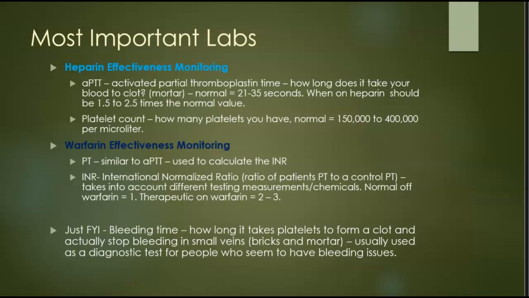So if someone's going to go on heparin, not low molecular weight heparin, but regular heparin, then we would be looking at an APTT, activated partial thromboplastin time. And that test basically measures how long it takes your blood to clot. So normal is 21 to 35 seconds. So when on heparin, it should be 1.5 to 2.5 times the normal value. Okay. And then we would also look at platelet count with heparin.